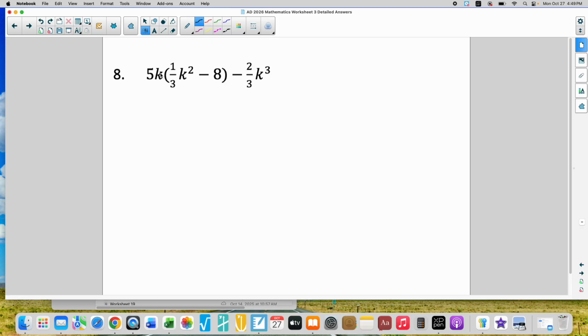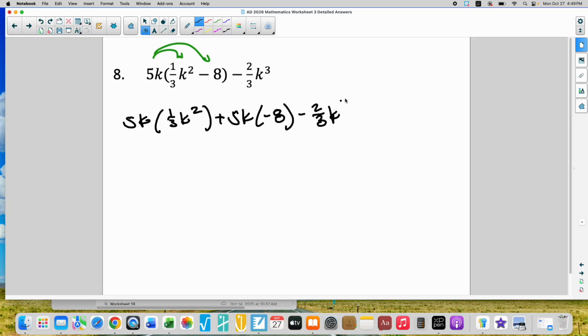We can't subtract. We're going to have to do this multiplication before addition and subtraction. So we will distribute this. You get 5k times 1/3 k squared plus 5k times negative 8 minus 2/3 k cubed at the end. This gives us 5/3 k cubed. This gives us negative 40k, and then minus 2/3 k cubed.